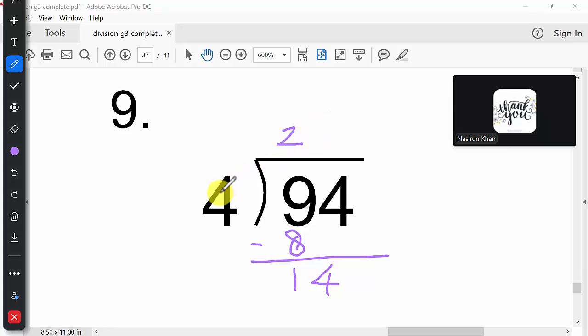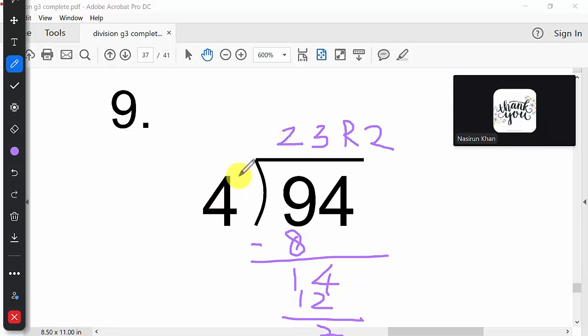Well, 4 times 4 is 16, so we use 3. We cannot use 4. 3 times 4 is 12. Now we have 2. So here, the remainder is 2, or 2 per 4. Remainder 2. You can write 23 and 1 per 2 also, because 2 per 4 is equal to 1 per 2 if we simplify. So this one is the answer.